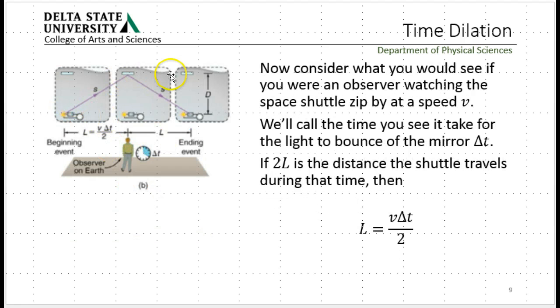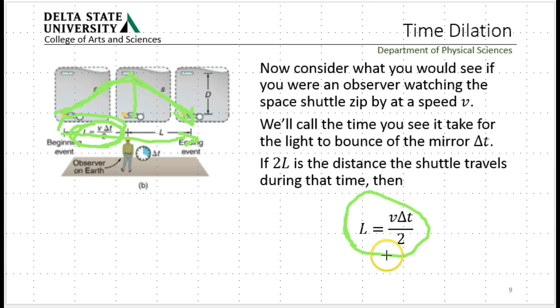Now imagine you're watching this happen, and you're not on the space shuttle, you're on the Earth. So you watch the light go along this path. And the length of that path is defined by the velocity of the shuttle, and d, this side. The shuttle goes a total distance of 2L, so L is just the velocity of the shuttle times the amount of time it takes for the light to go up and down. L is v delta t over 2, since L is only half the distance, the 2 is there.